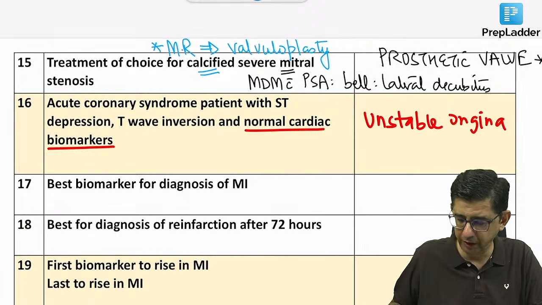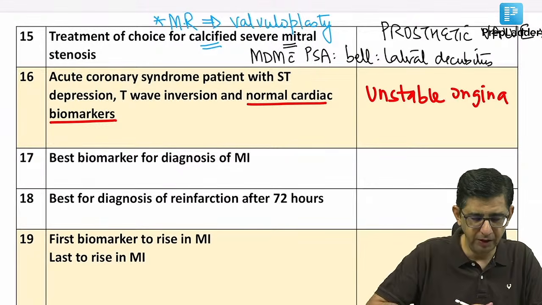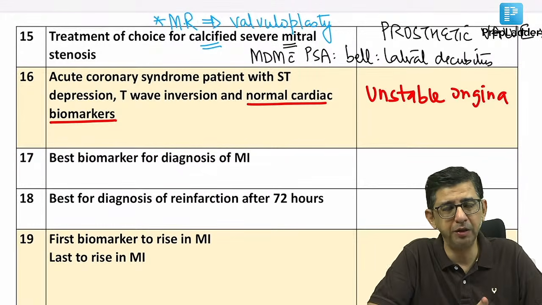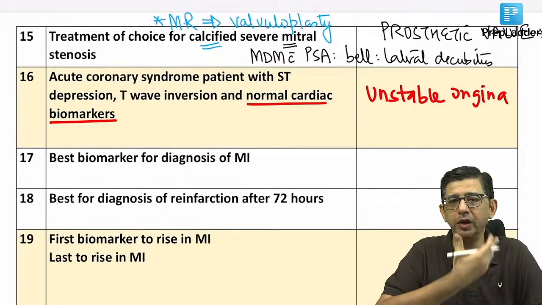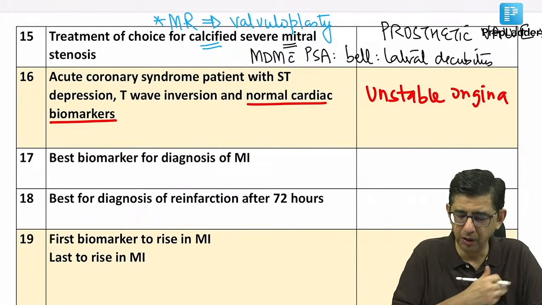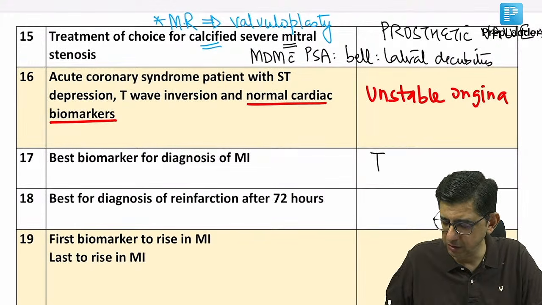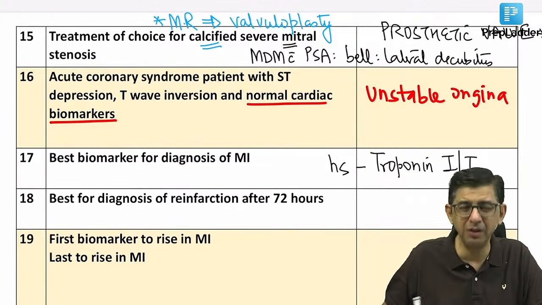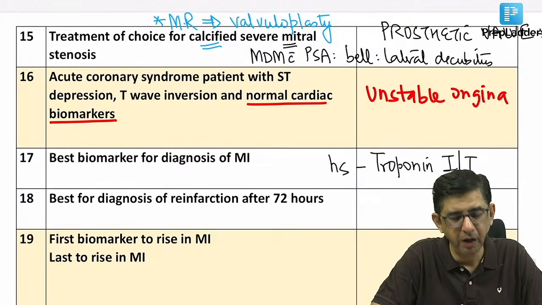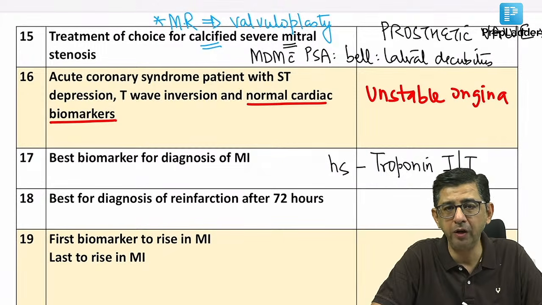Best biomarker for diagnosis of myocardial infarction. Yes, guys. You have a patient who's having severe chest pain, classical central chest pain, radiating to the left arm, going to the jaw, radiating to the shoulder. What we will be doing is troponin levels. So it is a high sensitivity troponin I or troponin T that can be used for these patients. HS basically means that even minimal rise can be detected. So high sensitivity troponin I and troponin T.